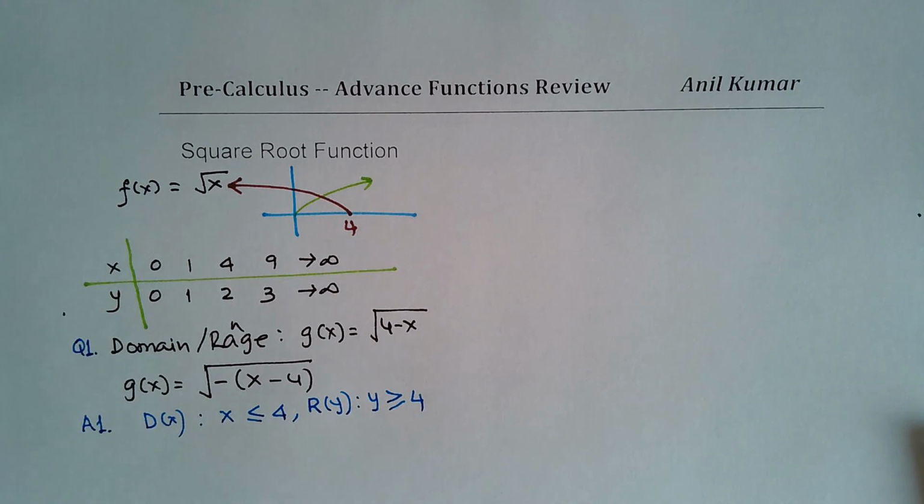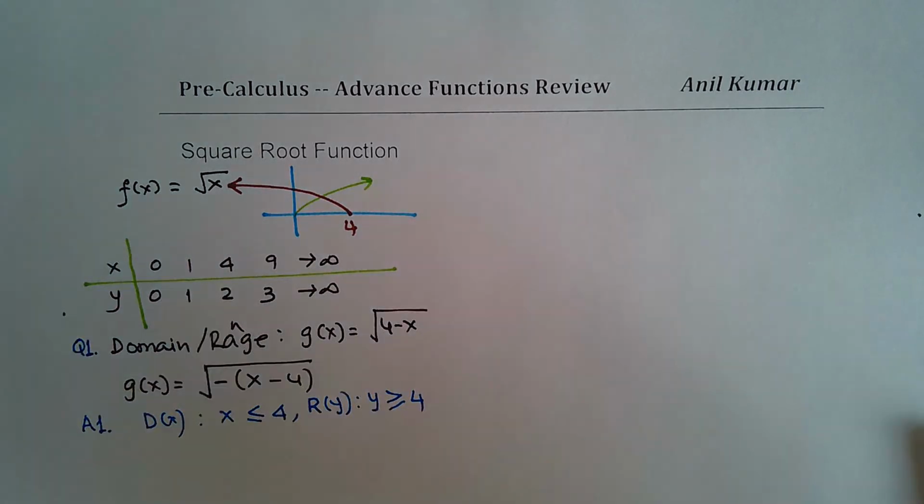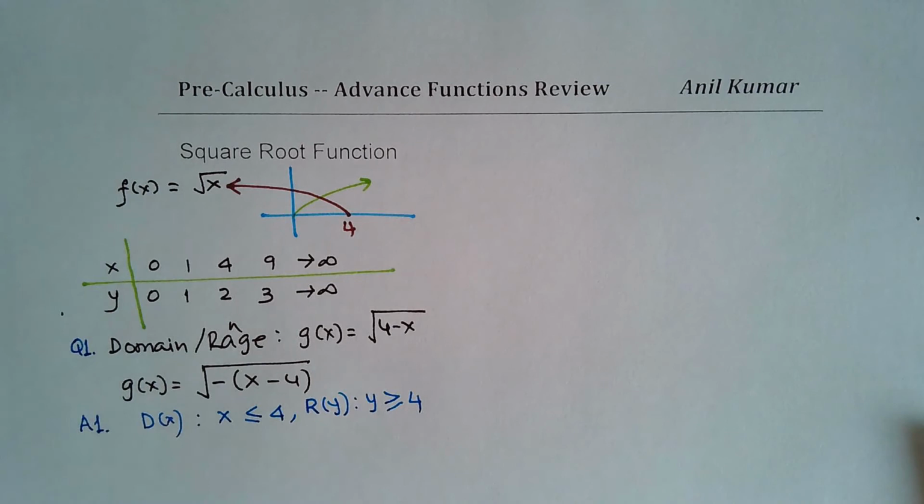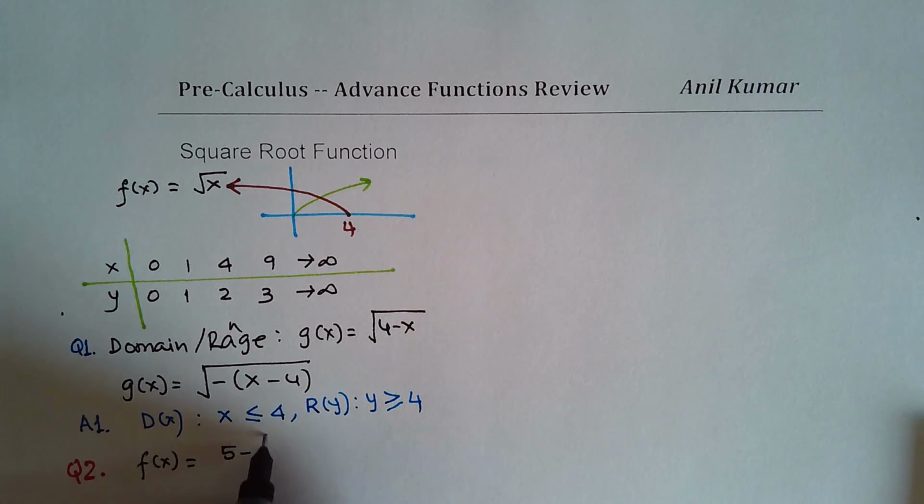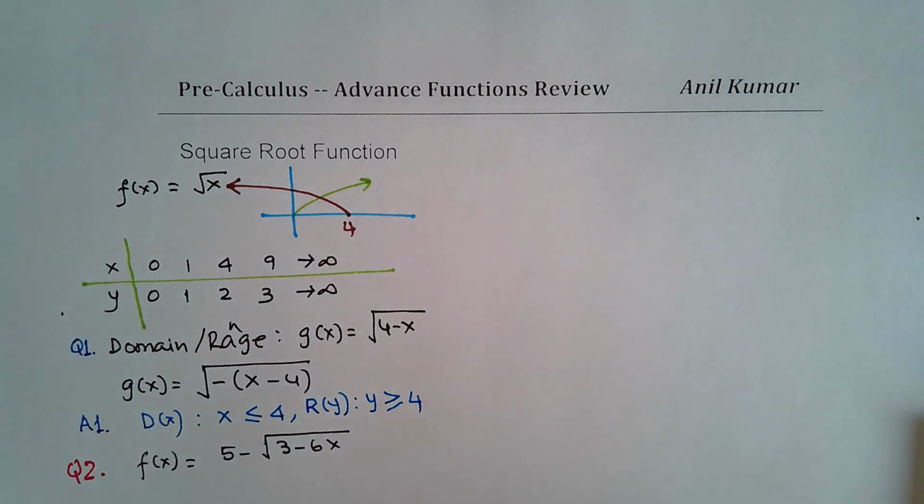Now here is a question for you to do. So we kind of did it. Now you do question number 2 as a practice question. We'll write down the domain and range of, let us say, f of x, which is 5 minus square root of 3 minus 6x. So that is a test question for you.